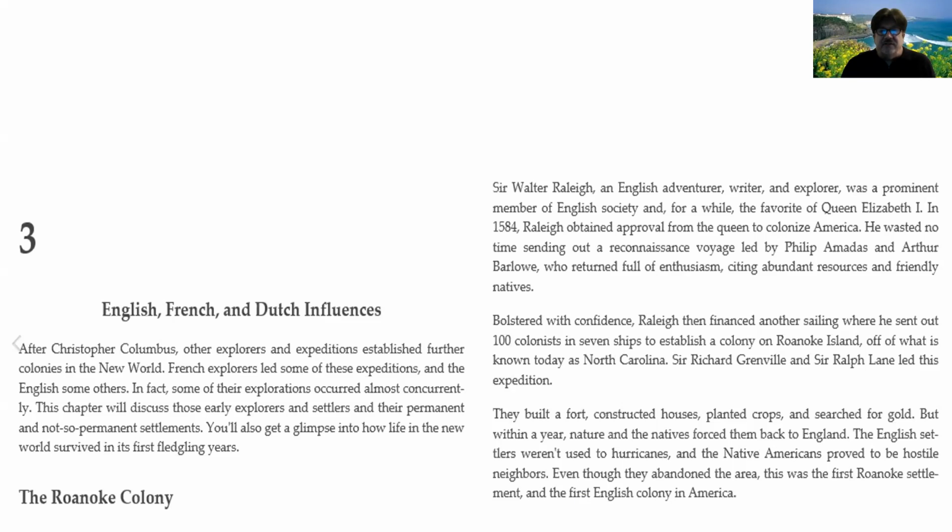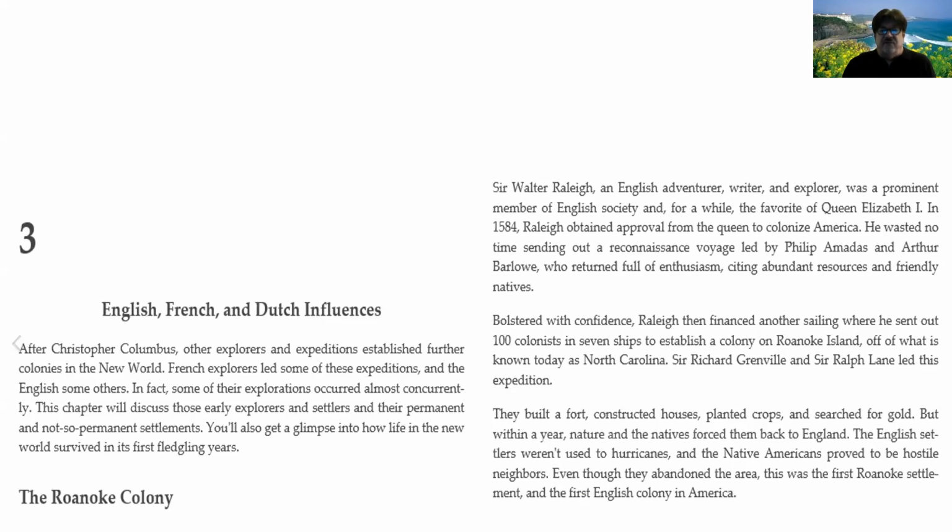Okay, continuing. Boasting with confidence, Raleigh then financed another sailing where he sent out 100 colonists in 7 ships to establish a colony on Roanoke Island, off of what is known today as North Carolina. Sir Richard Grenville and Sir Ralph Lane led this expedition. So again, they sent colonists, not like astronauts who went to the moon, took some rock samples, put up a flag and left, but people who are actually going to live there.